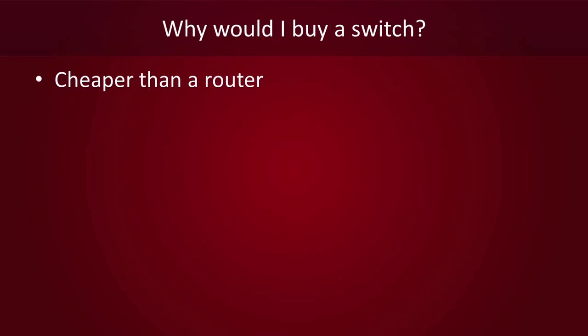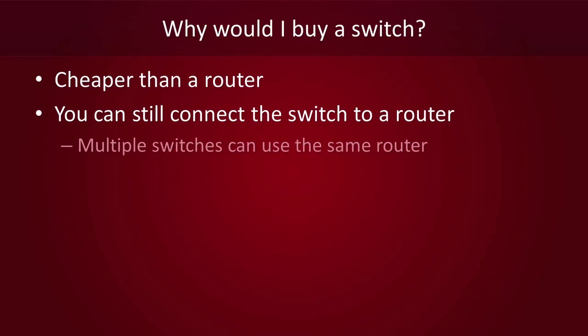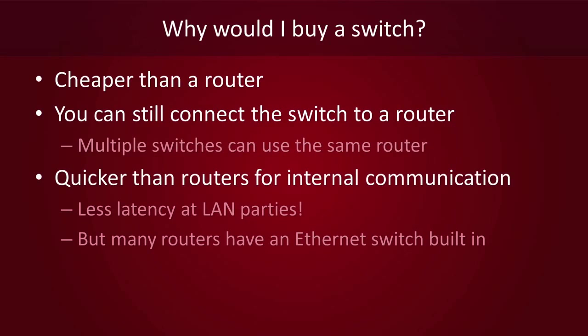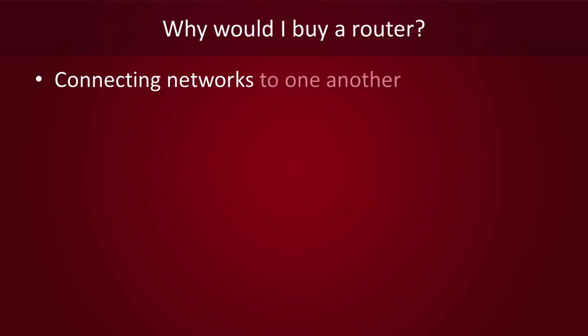The main advantage of switches over routers is that they're cheaper. If you need to connect to other networks, you can still connect the uplink port of your switch to a router. In fact, you can connect multiple switches to the same router to save money. Switches are less complex than routers, so they can handle traffic faster than routers can. This is great if you want to minimize latency, perhaps during a LAN party with your friends. However, routers often have a built-in Ethernet switch to handle internal traffic, so switches aren't necessarily faster. The main purpose of routers is to connect networks to one another.